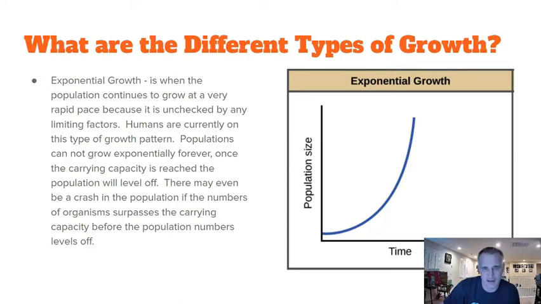Humans are currently on this type of growth, as I mentioned, so populations can't grow this way forever. Once carrying capacity is reached, and carrying capacity is basically this line that you would see in the graph, and we'll see it on the next graph, that is showing you where the population can reach based on the limiting factors that are available. So once carrying capacity is reached, the population typically levels off. There could even be a little bit of a crash in the population if the numbers get over carrying capacity. It'll kind of drop back down and level off at carrying capacity.